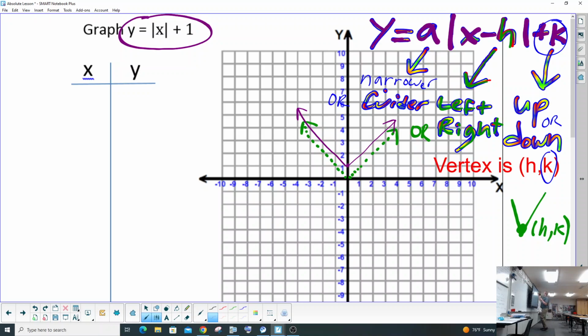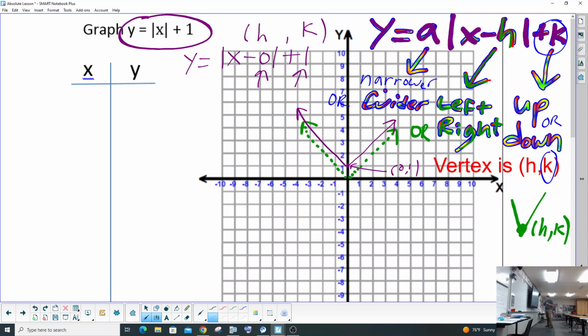Now, if we're going to look at the form of this, you would actually say that there is no a value there, a just equals 1. We have x minus h, where there is no left or right, so your h is just a 0, and then your plus 1. So your h is 0, and your k is 1. You see it? hk, which is 0, 1, which is right here. This point, the little dot there, 0, 1. So we shifted it up 1.